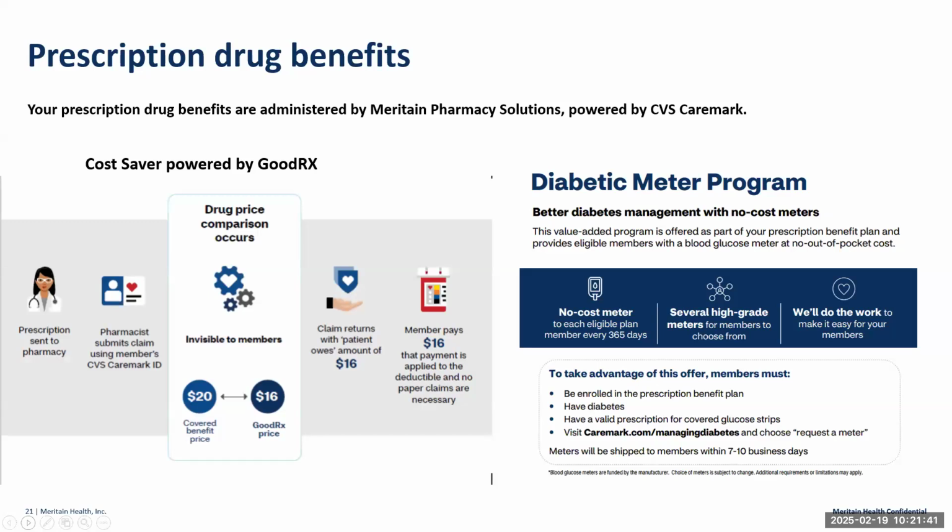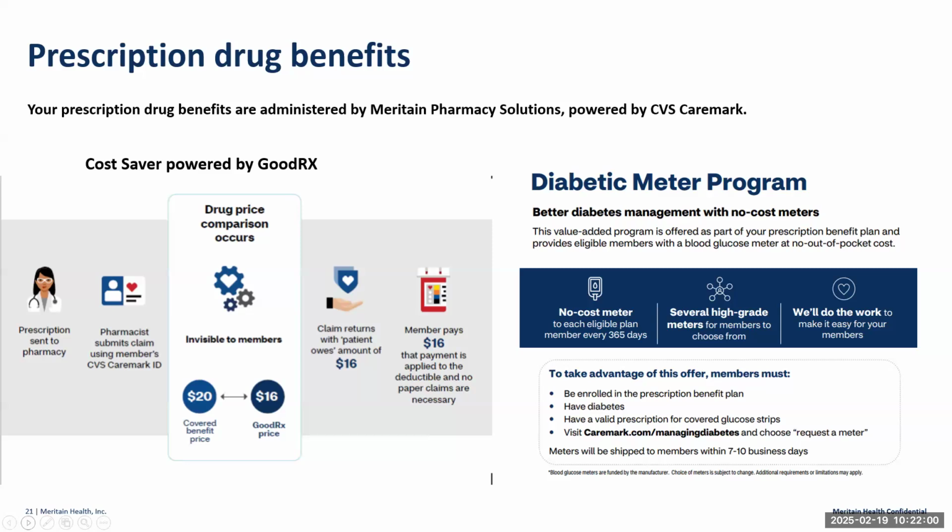It's automatic. Once your prescription's sent to the pharmacy, the pharmacist is going to submit that claim using the CVS Caremark information that's on your ID card. And they're already going to do those drug comparisons in the background. That's nothing you have to do. And you're going to get the lowest price that's available.